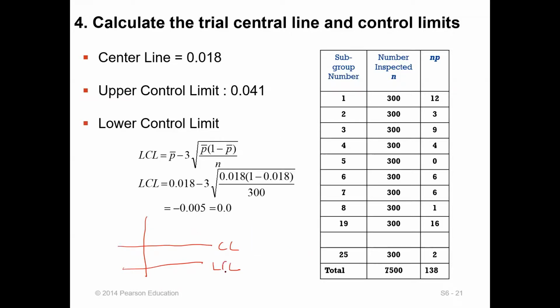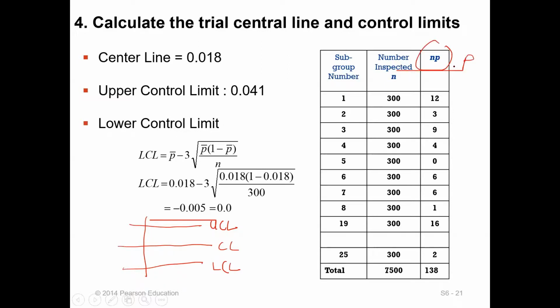The question now is, what is the next step? The next thing is you need to start plotting the points on the SPC chart. But which point are you going to plot on the control chart? Are you going to put this point, 12? Bear in mind, no. You're not going to put 12, 3, 9, 4 here because we are not talking about NP charts. We're talking about P chart.